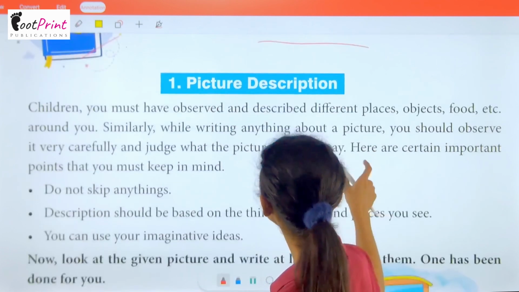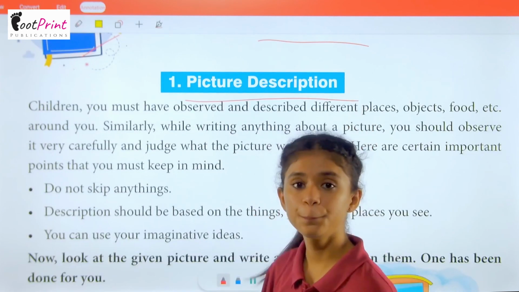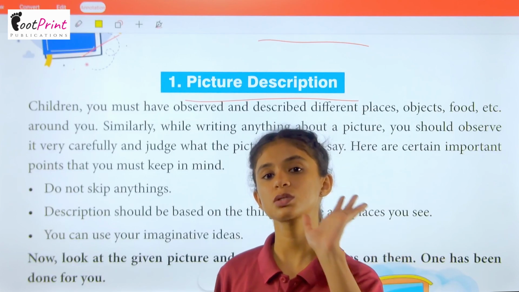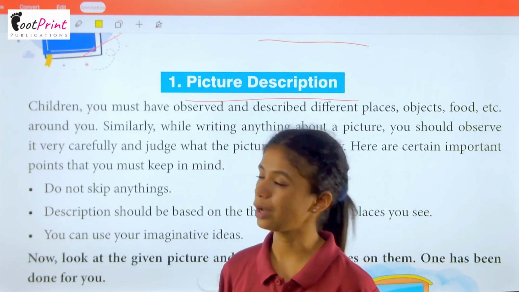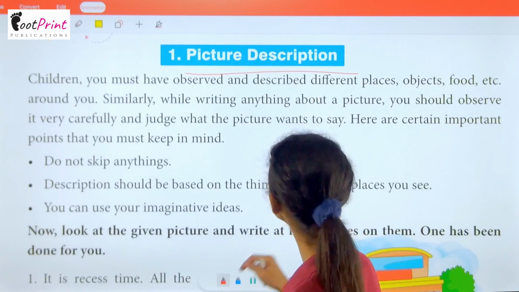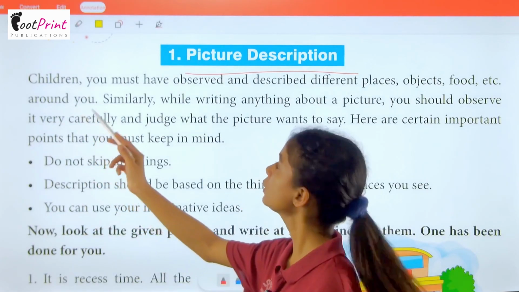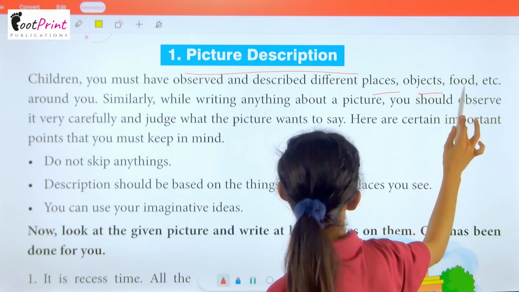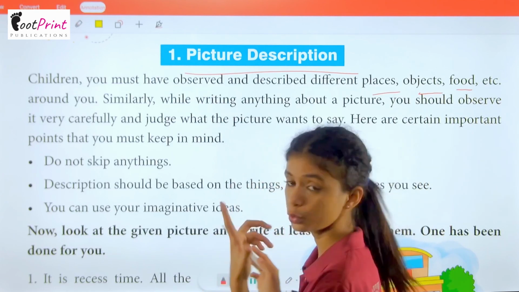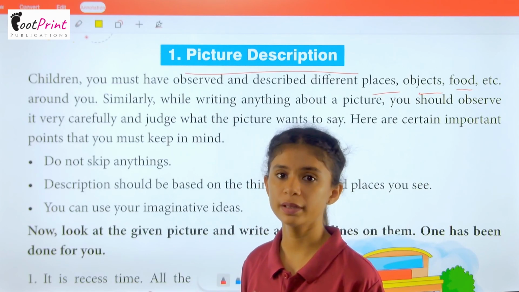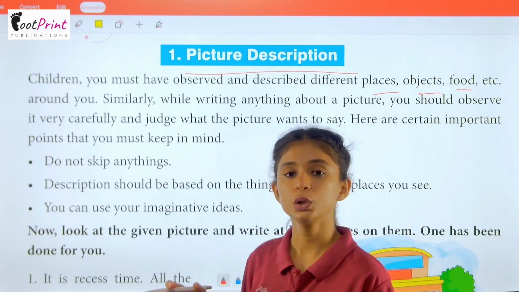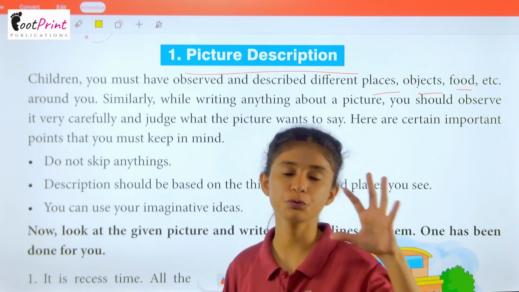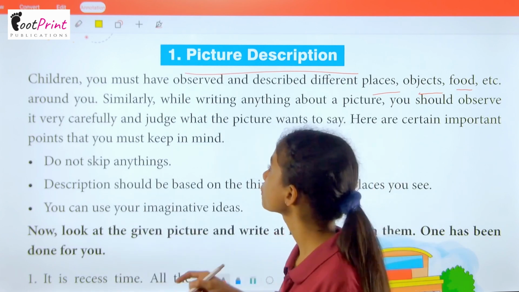The first thing we have to do here is picture description. That means we have to describe a picture in our words. So, let's start with the reading first. Children, you must have observed and described different places, objects, food, etc. around you. You must have done this, right? Whenever you go somewhere and you come back, you describe everything either to your friends or to your parents.